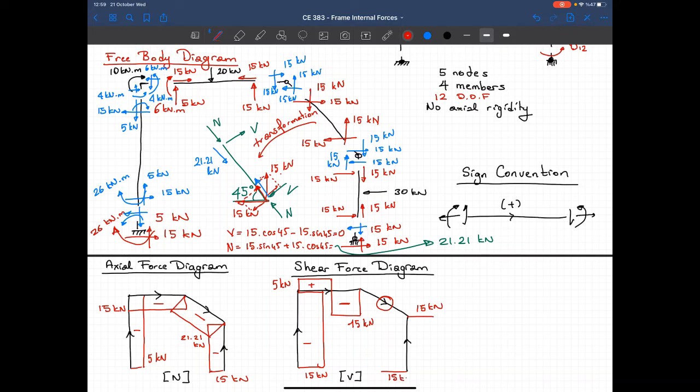What about the variation again? I got a point load. So it means that up to the point load I got plus 15 and then a jump whose magnitude is 30 kilonewtons and then a negative shear. And that finalizes our shear diagram. Now let's draw the moment diagram.